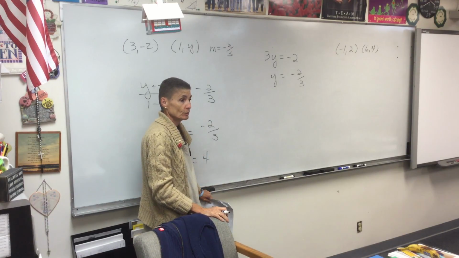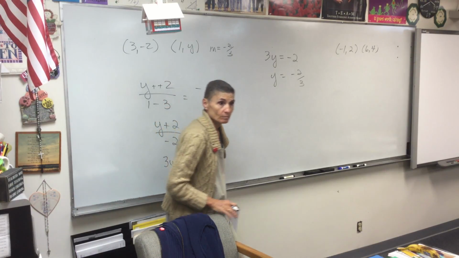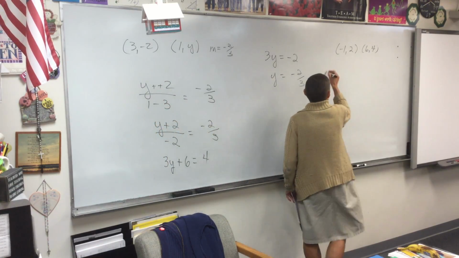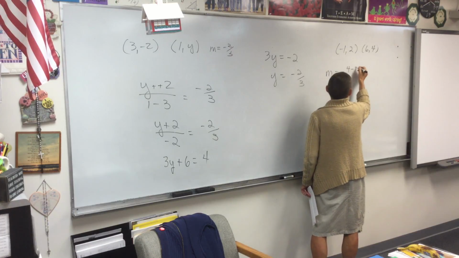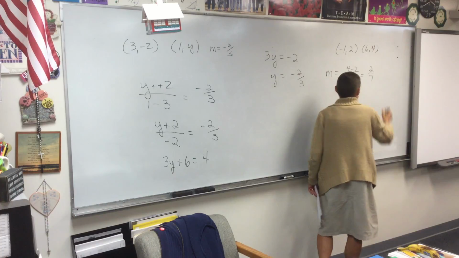All right, who remembers? We find slope first. Beautiful. We find the slope first. So our slope will be 4 minus 2 over 6 minus negative 1. Oh, yuck. Our slope is 2/7.